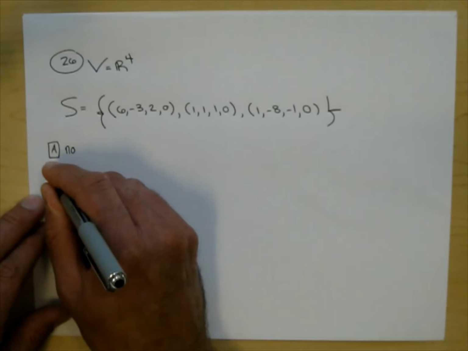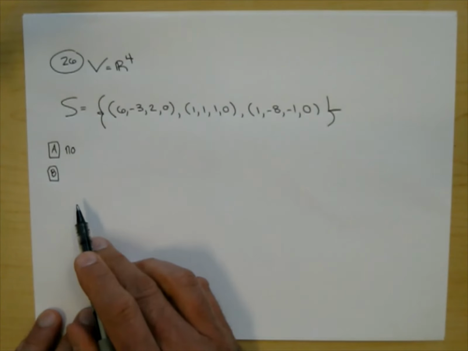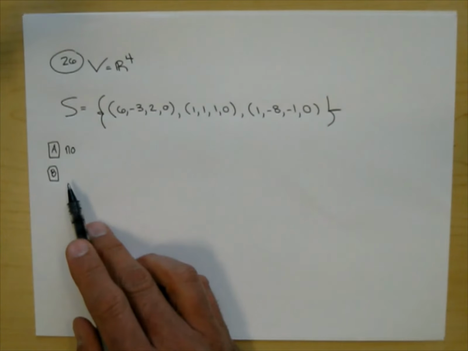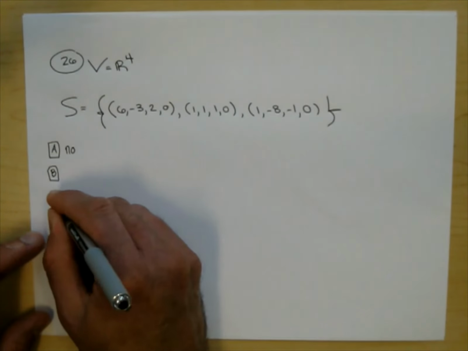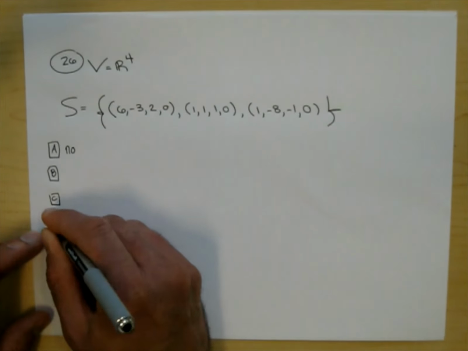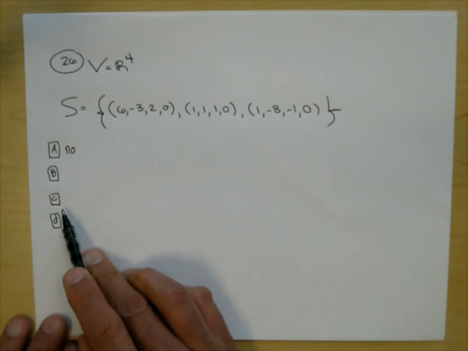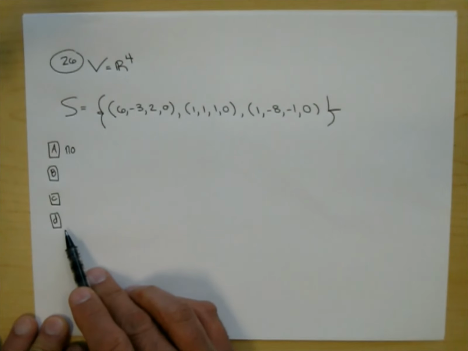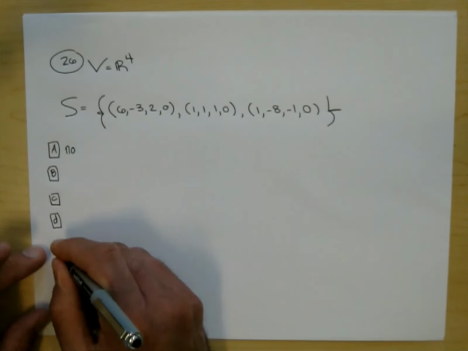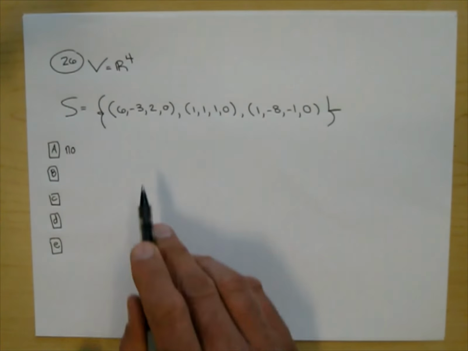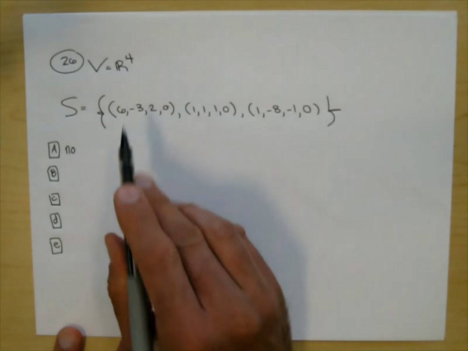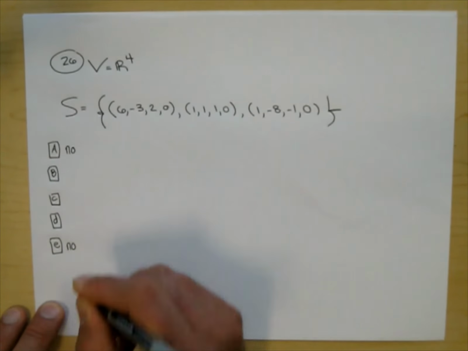Part B asks if the set is independent. We'll come back to that. And C and D, well, that will be the dependency relationship, and that will be kicking out the dead weight. But we can already answer E. Question E says, is S a basis? Well, a basis has to have 4 elements for R4, so this one's a no as well.